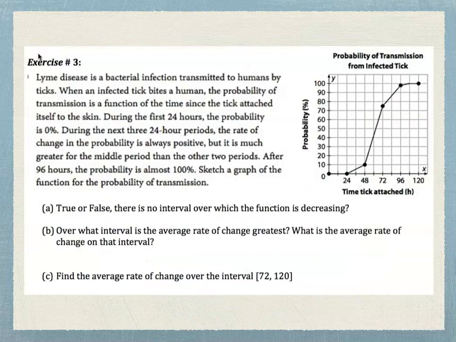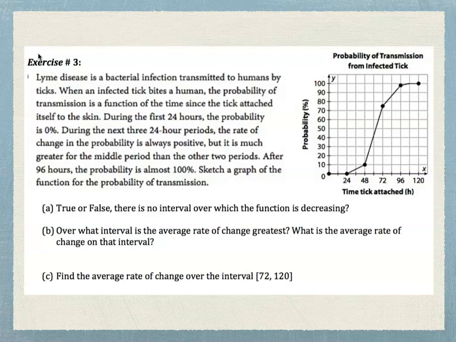Lyme disease is a bacterial infection transmitted to humans by ticks. When an infected tick bites a human, the probability of transmission is a function of the time since the tick attached itself to the skin. All right, during the first 24 hours, the probability is 0, so you're not going to get infected in the first day. During the next 3 24-hour periods, the rate of change in the probability is always positive, but is much greater for the middle period than the other 2 periods.